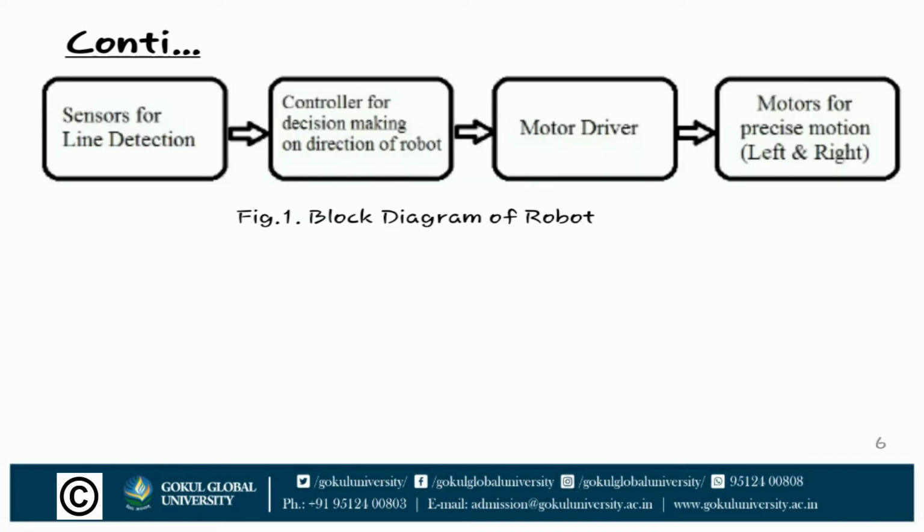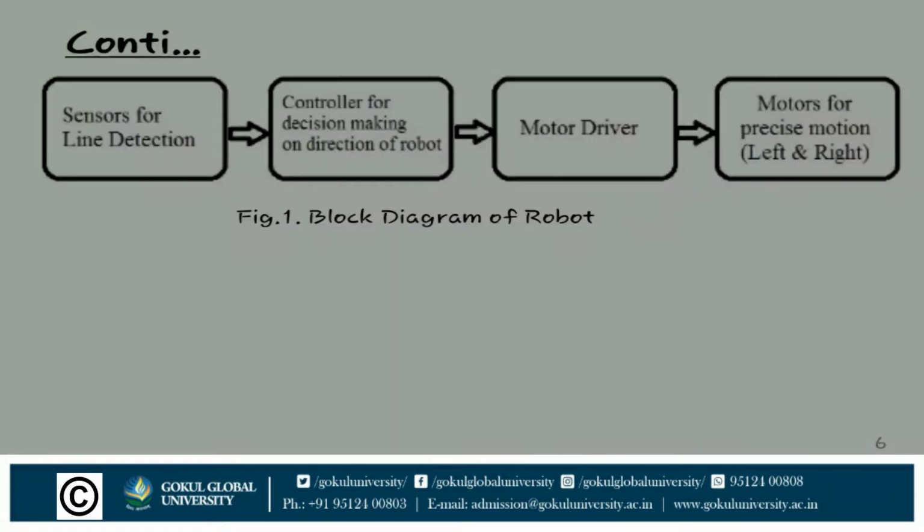Now, next is the block diagram for the robot. First is the sensor for line detection, second is the controller for decision making or direction of the robot, third is the motor drive, and last one is the motor for precise motion, left or right.